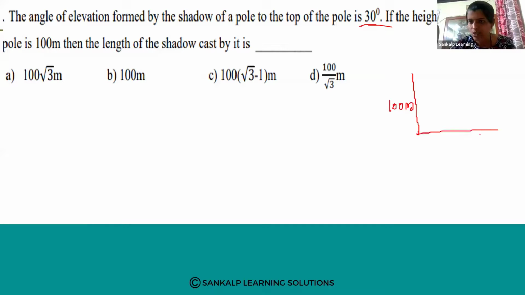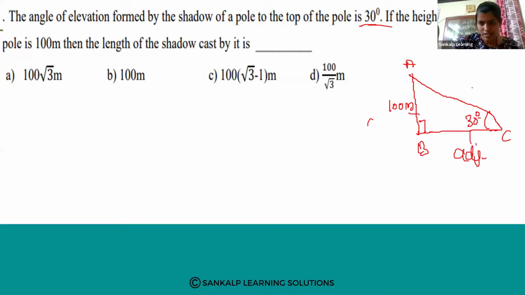We don't know how much the length of the shadow is. So angle of elevation they have given, that is 30 degree. So this is A, this is B, this is C. Okay, so at point B, it makes an angle 90 degree. So now the length of the shadow cast by it, that means we need to find out adjacent side. This is opposite side, this is hypotenuse.